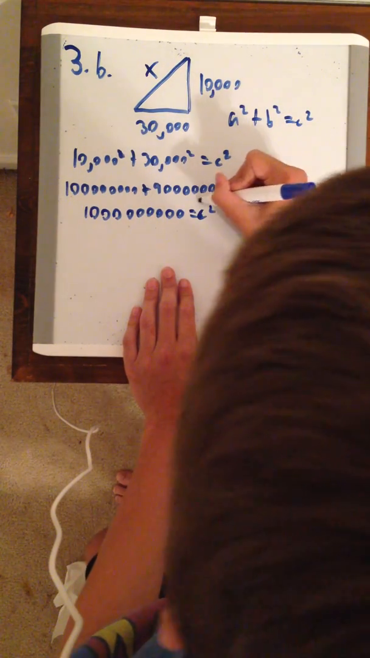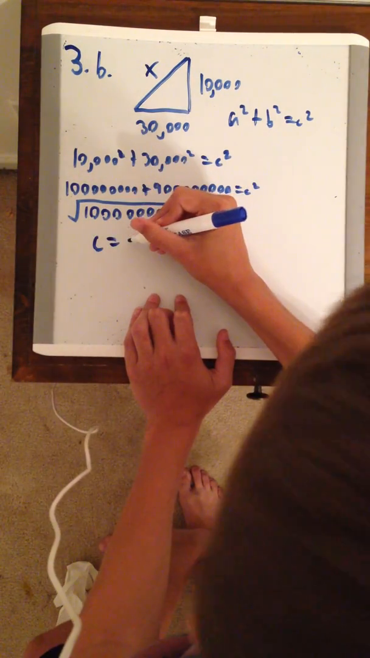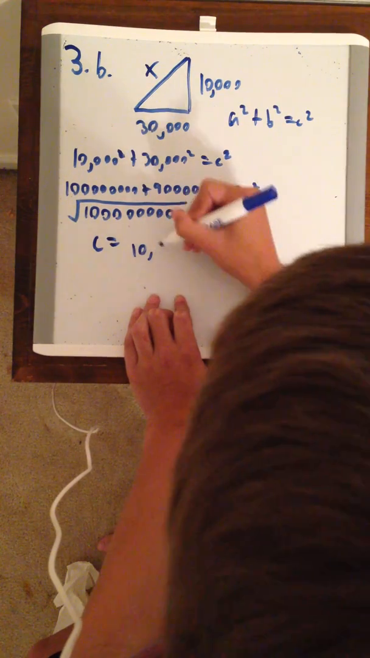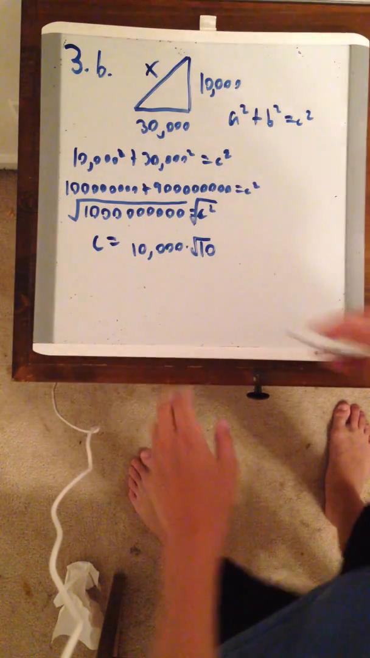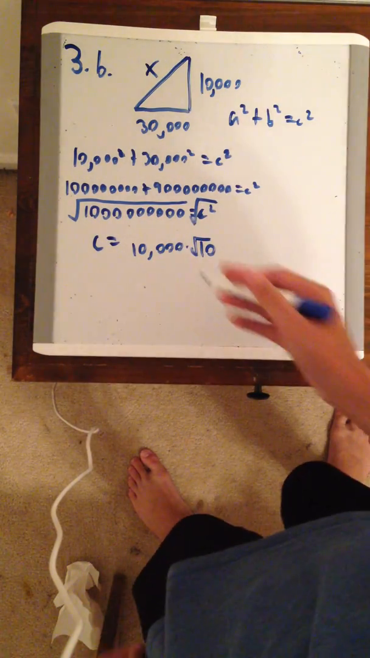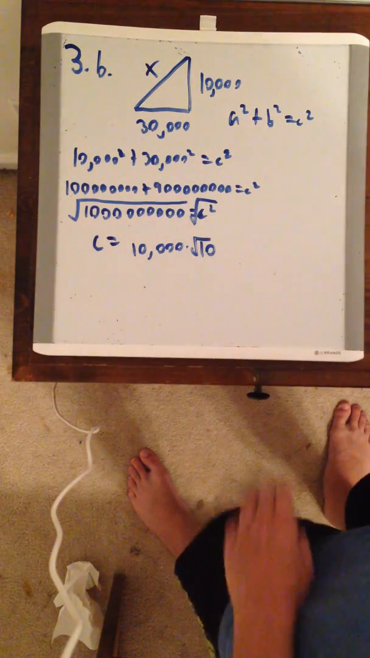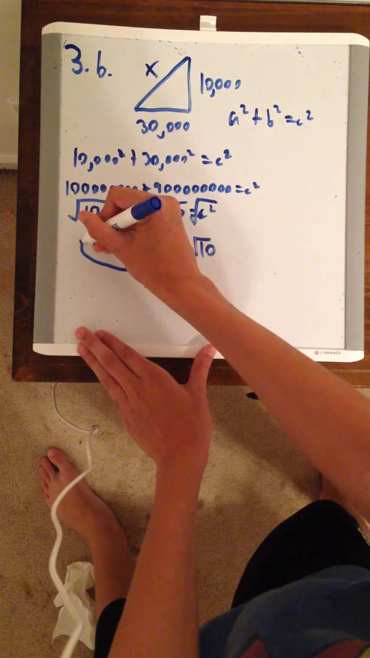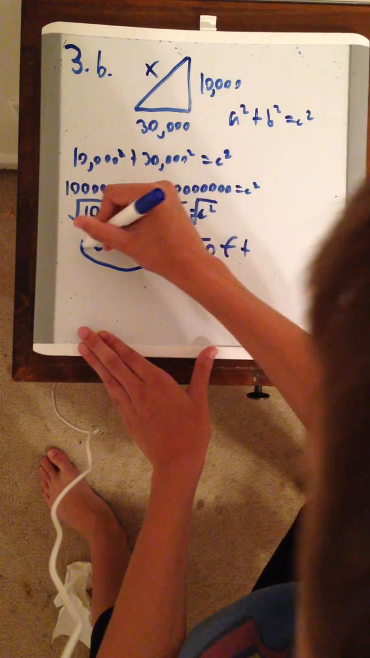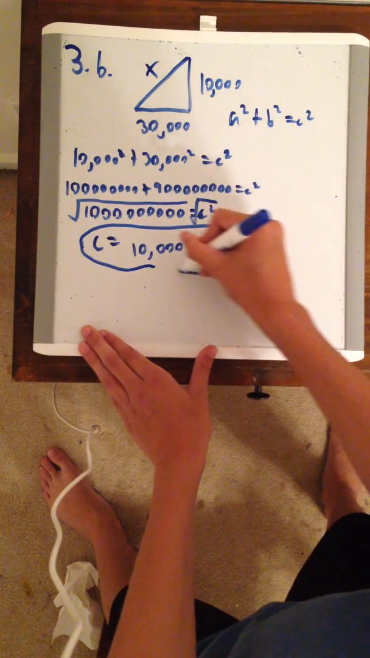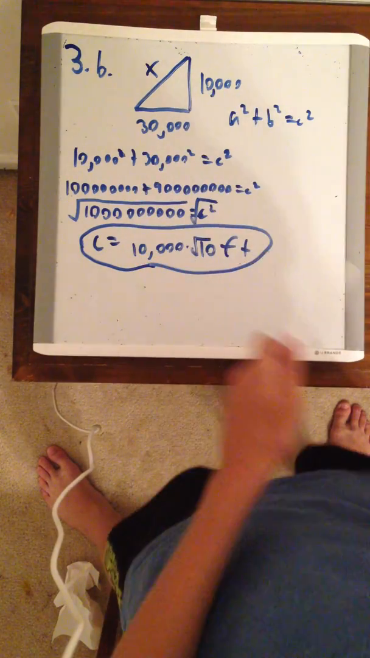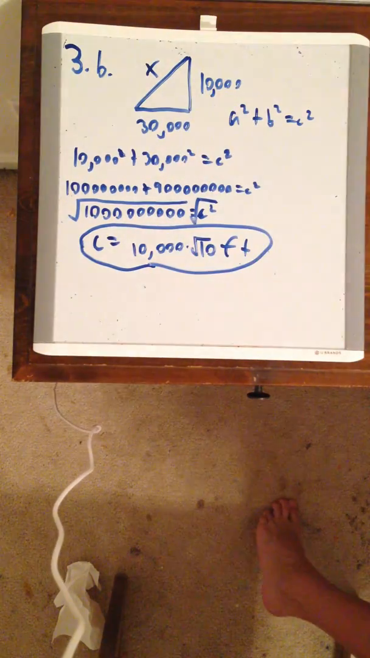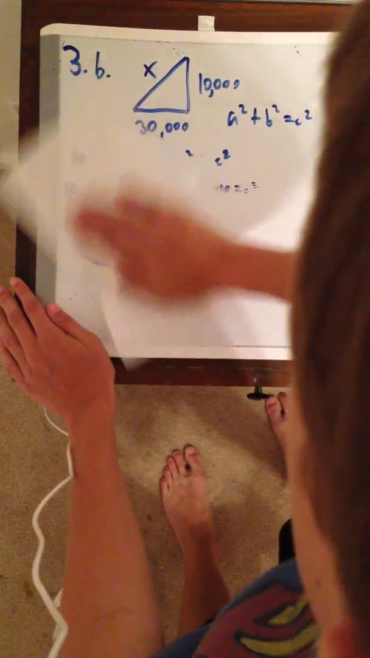And then to get just c, we'll take the square root of both sides. So c equals the square root of this number, which is 10,000 times the square root of 10. So that's your straight line distance right there. And you don't want to make that an approximate answer, because approximate isn't good. You want an exact answer just like that. And it's in feet. So that right there is your hypotenuse, the straight line distance from the beach to the peak of the mountain. Okay, that was number 3, part B.